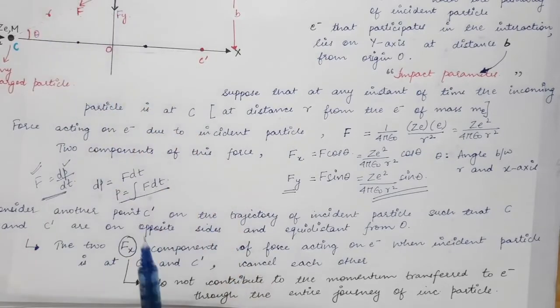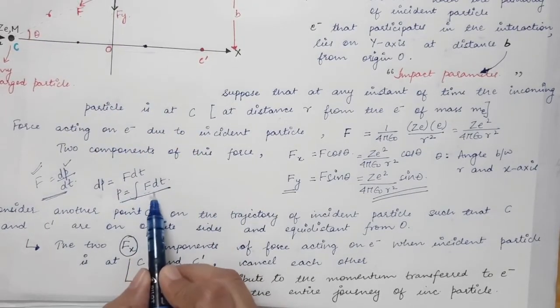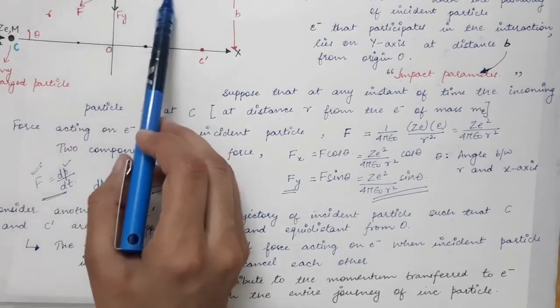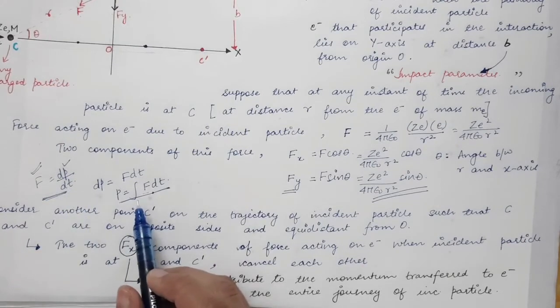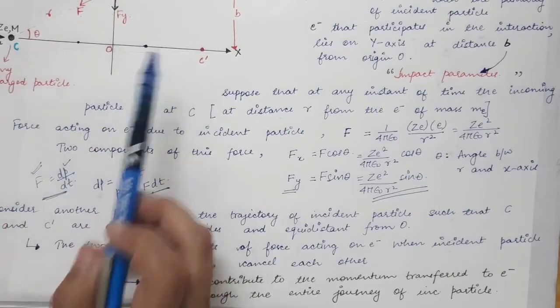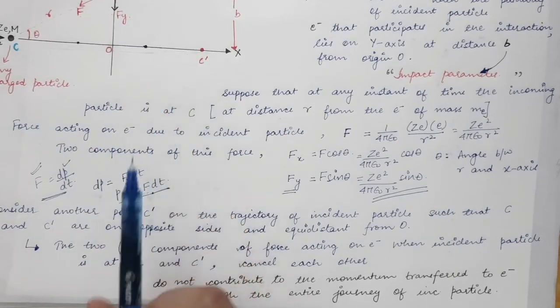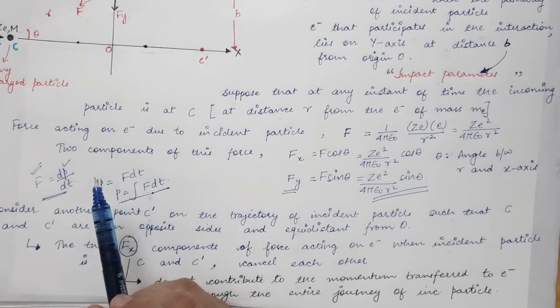Using this formula, we are going to find the expression of momentum which is transferred to this electron. In this case, we will not take the x component of the force, because as we have seen, the x component of the force never contributes to the momentum imparted to the electron in the case of the heavy charged particle.